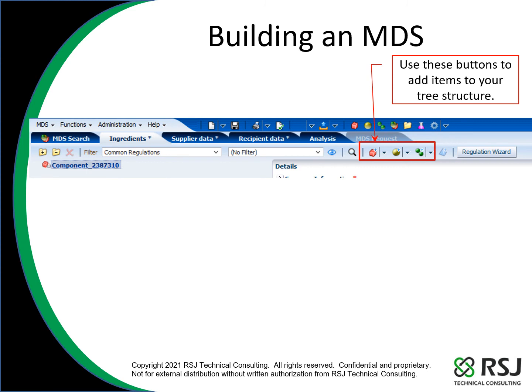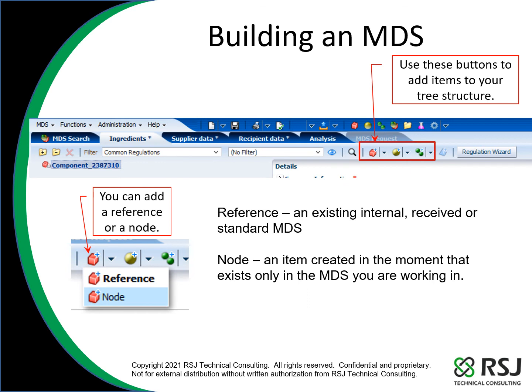When you are building your tree structure, you can use these buttons shown here to add to your tree structure, add a component, a semi-component, or a material. You can either add a reference or a node. Remember, a reference is an existing MDS, either internal, received, or standard. A node is an item you're creating in the moment on the fly. You're busy building something in CDX and you suddenly realize, oh, it has that bolt in it, and I haven't built that bolt in CDX. I'll just build it right now. So you add a node and you build your bolt and you go on your merry way.